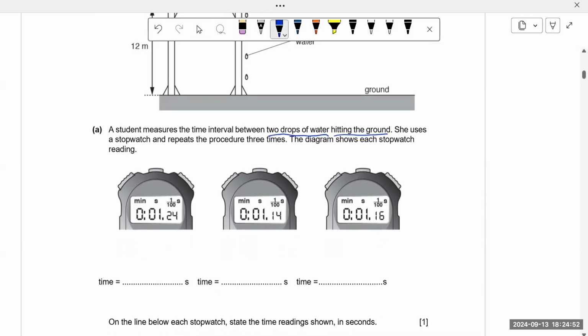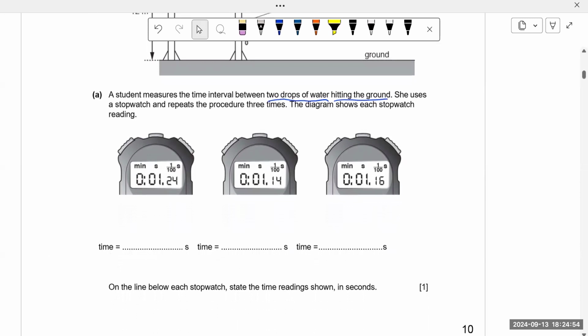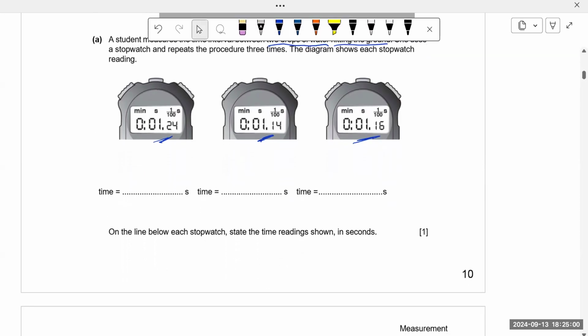The diagram shows each stopwatch reading. Okay, so they're all very close readings. And of course, she needs to take the average. Okay. On the line below each stopwatch, state the time readings shown in seconds. So what is the time reading here?